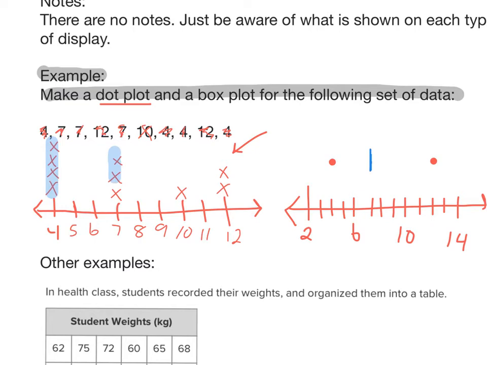Now I'm wishing the numbers were in order, so I'm going to rewrite these here. 4, 4, 4, there's 4 of them, 4 4s. 7, 7, 7. And 10, 12, 12.